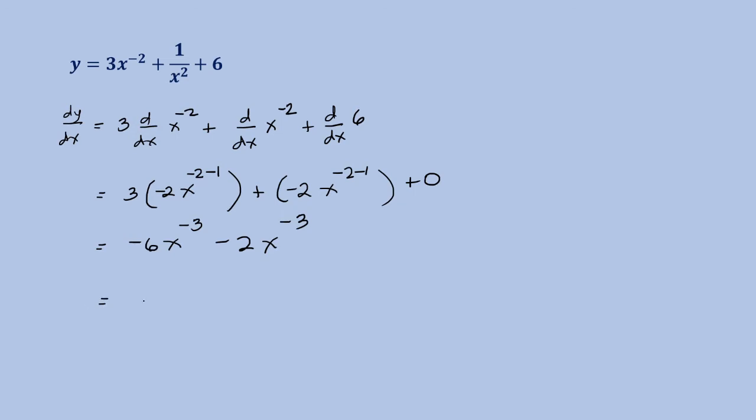So we have negative 8x raised to negative 3. Simplifying, this would be negative 8 over x raised to 3.